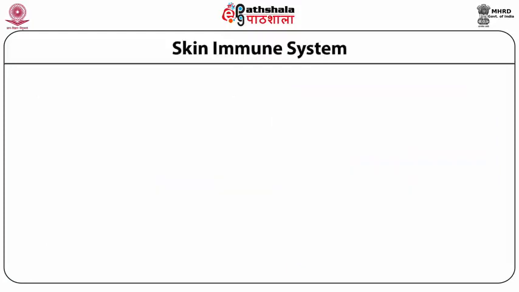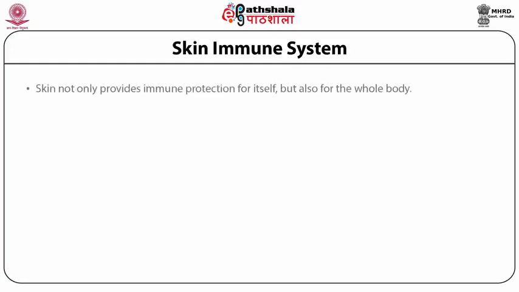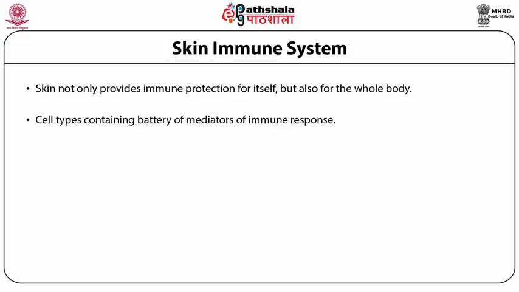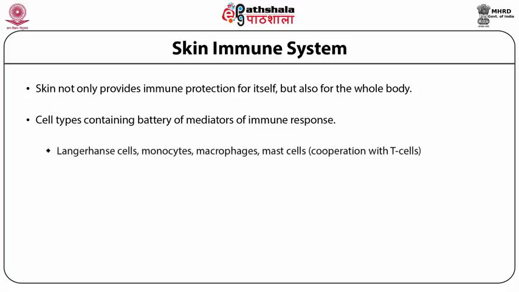The immune system in the skin. It is understood that the skin also has an immune protection. It not only provides immunity for itself, but also for the whole body. The cell types present in the skin contain a battery of mediators of the immune responses. The cells primarily involved in immunity are the Langerhans cells, monocytes, macrophages, and mast cells, which work in cooperation with the T cells.